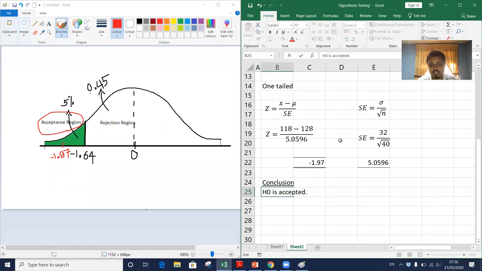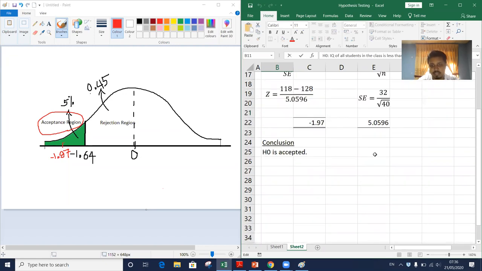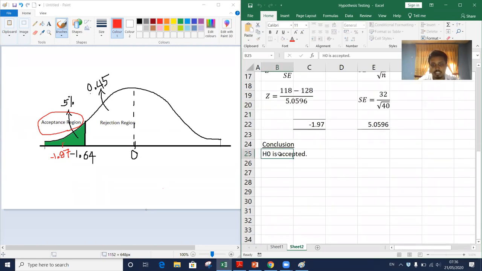එනම් H naught වලින් කියන එක තමයි හරි. H naught වලින් අපි මොකද්ද කියලා තියෙන්නේ? IQ of all students in the class is less than 180. එනම් මෙන්න මේ statement එක තමයි, නැත්නම් මේ දේ තමයි හරි. Right? That is what we can conclude.